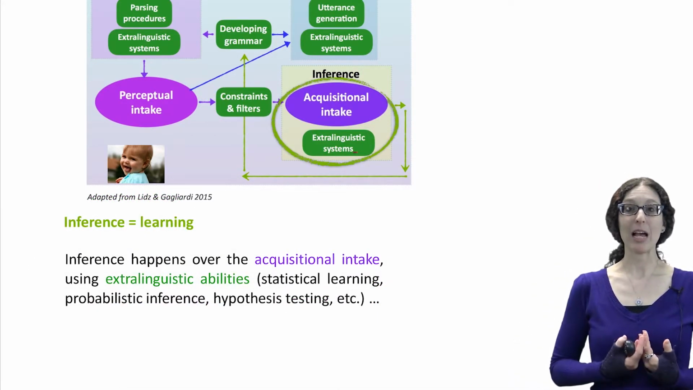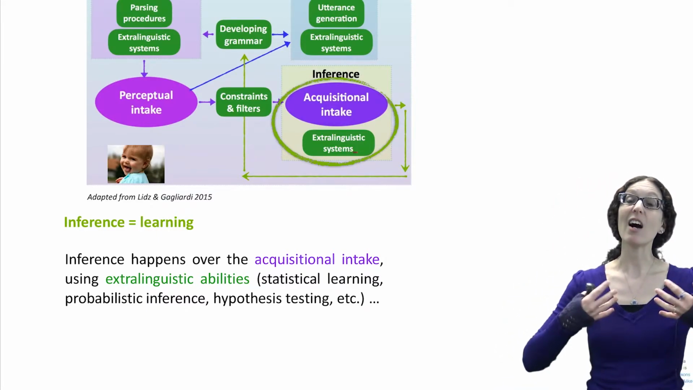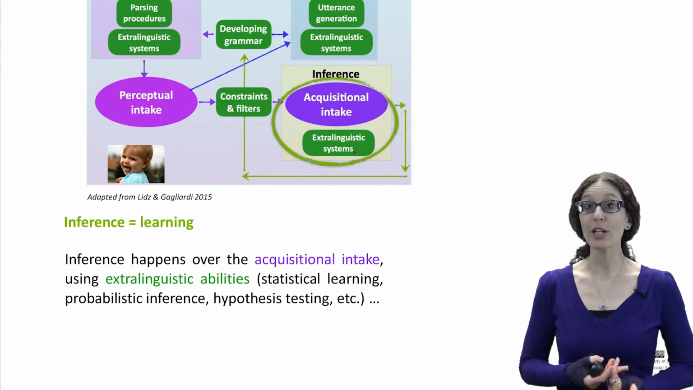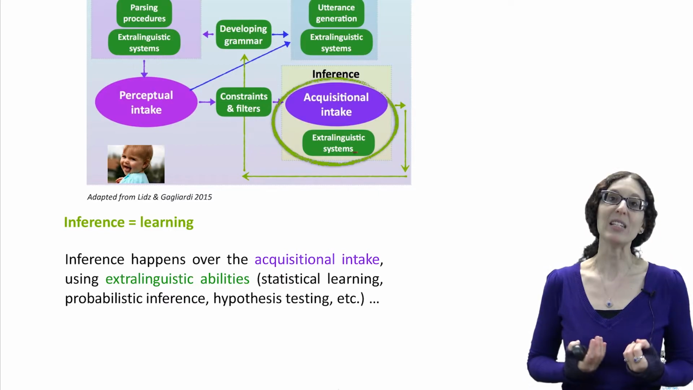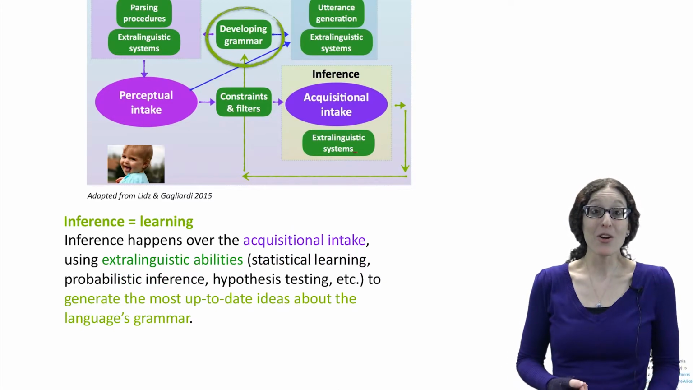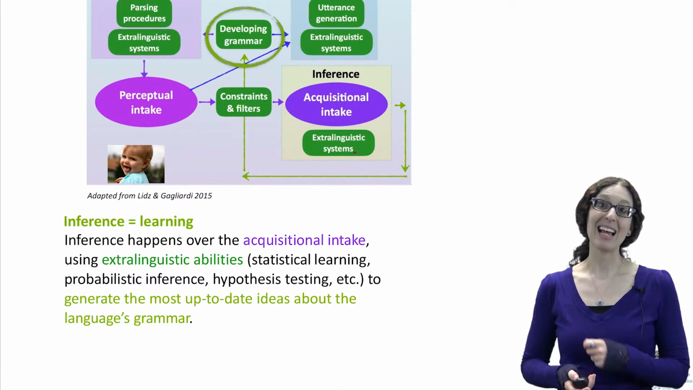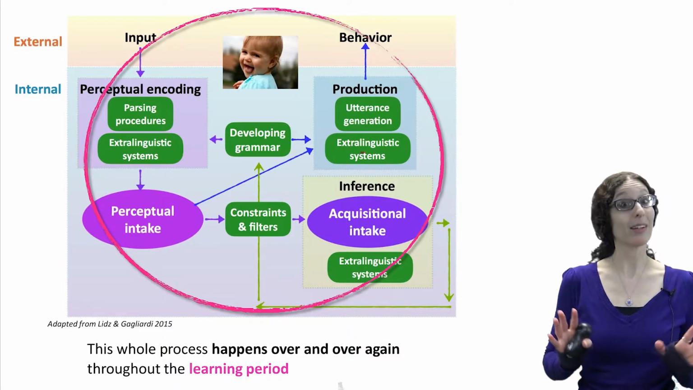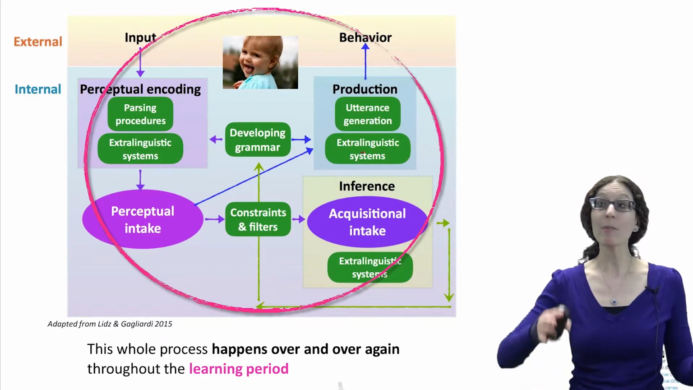So once you have that acquisitional intake, inference is then going to happen using some of those extra-linguistic abilities of update that we have available to us in human cognition. This includes things like statistical learning or probabilistic inference or hypothesis testing, a number of things that we use to change our beliefs about how the world works. We use those on the acquisitional intake in order to generate the most up-to-date ideas about the language's grammar. And that's how inference works. So this whole process happens over and over and over again throughout the entire learning period, which again can extend definitely through age 4, but then sometimes beyond.